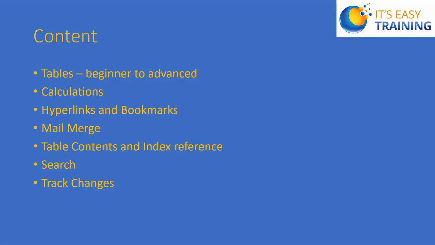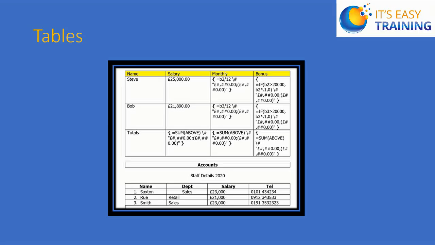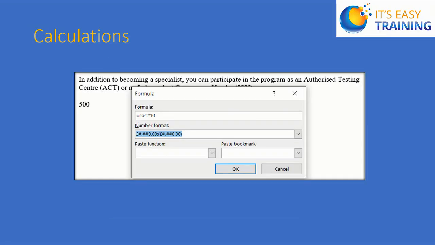Then a look at mail merge, table of contents and index and referencing, followed by searching for keywords and track changes. So first of all, tables. You can see here there's a complicated table with formulas. We'll be having a look at those, how to do those, starting off with the basics.